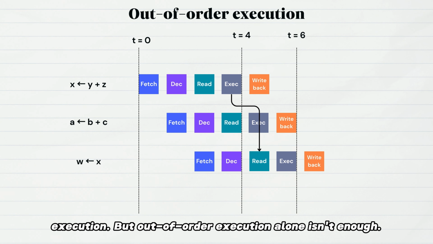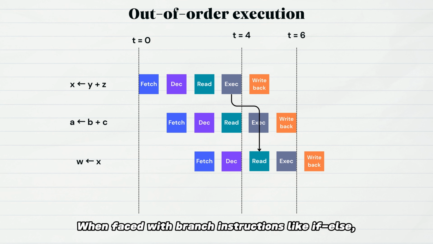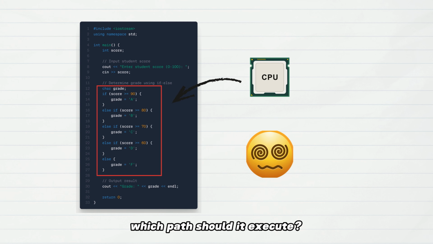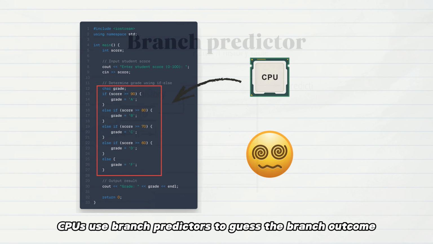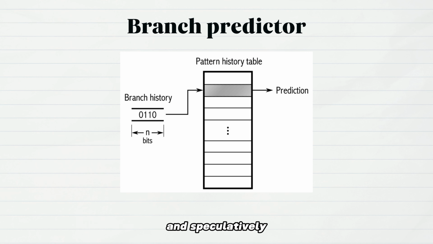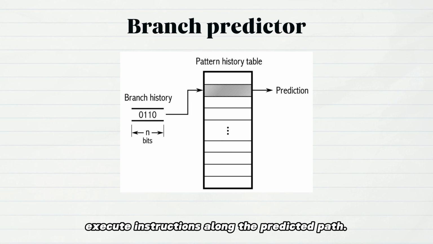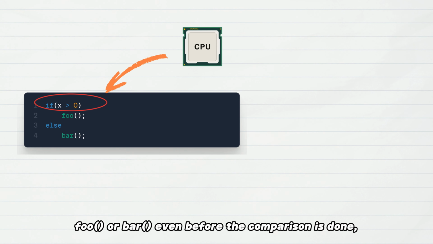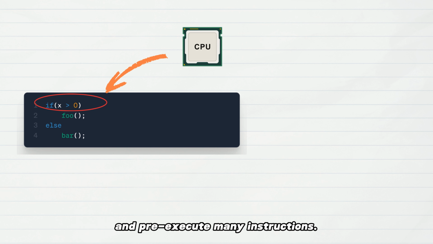But out-of-order execution alone isn't enough. When faced with branch instructions like if-else, the CPU faces another dilemma. Which path should it execute? To address this, CPUs use branch predictors to guess the branch outcome based on historical data and speculatively execute instructions along the predicted path. If you have an if-else statement, the CPU will guess foo or bar even before the comparison is done and pre-execute many instructions.